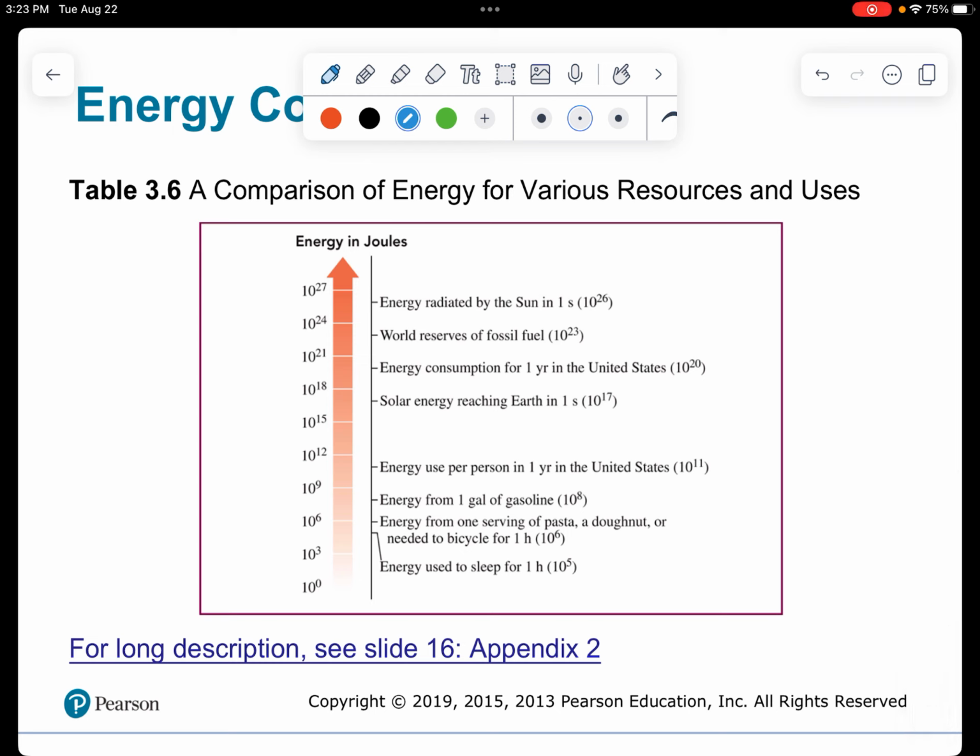There's a comparison of different energies for different purposes. Energy used for sleep, 10 to the 5th. Energy radiated by the sun in 1 second, 10 to the 26th.